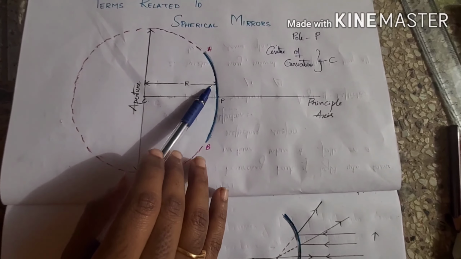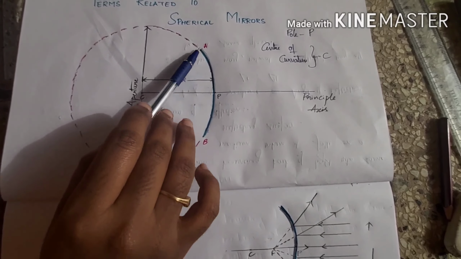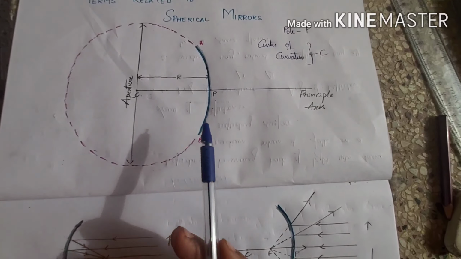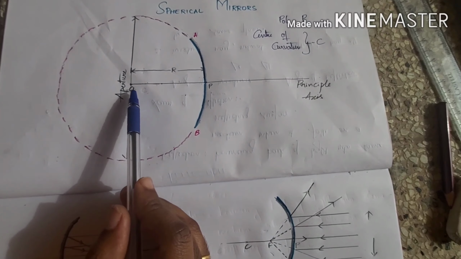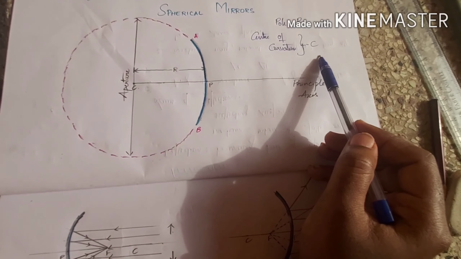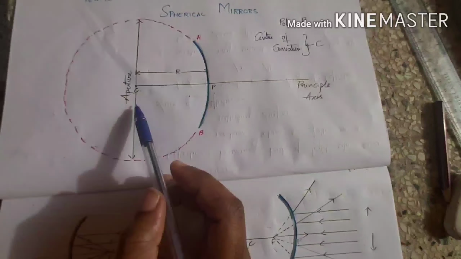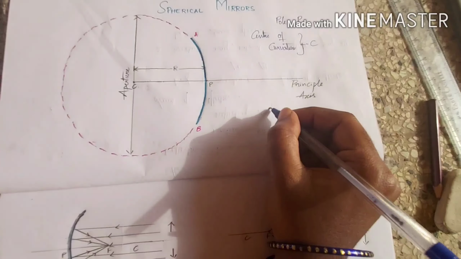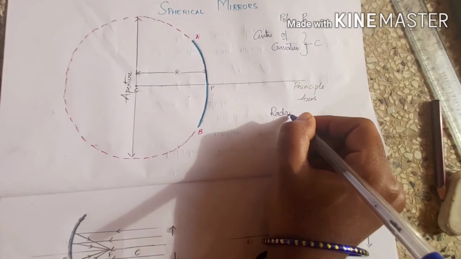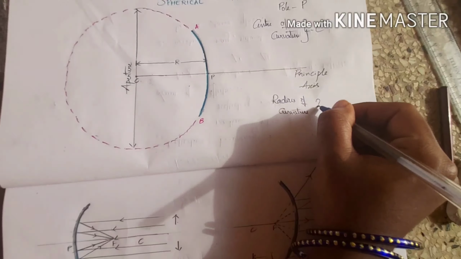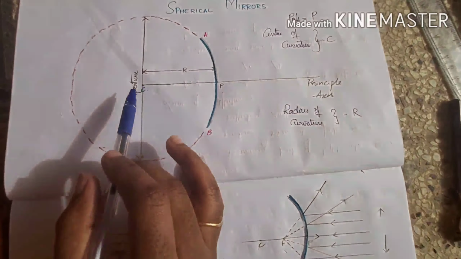See, I've already told you a spherical mirror is nothing but a part of a sphere. So a sphere will have some center. That center is called the center of curvature, represented with the letter C. Okay, and then you have the radius. A sphere will have a radius, and that is the radius of curvature, represented with the letter R.